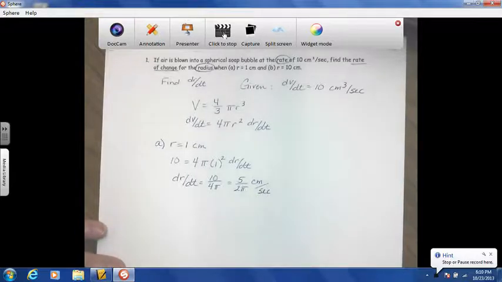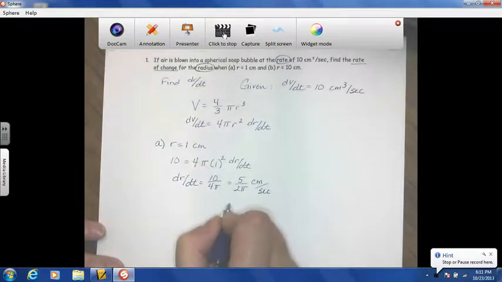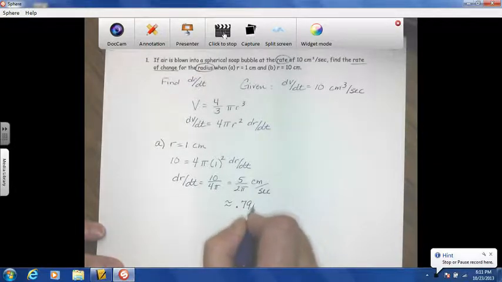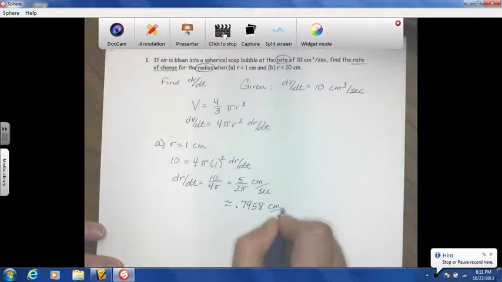Now, an easy way to remember what the units should be, the differential of the radius is a linear unit, that's centimeters, and the differential of time is a time unit of seconds. So dr/dt should be in the same units, centimeters per second. If you wanted to convert this into a decimal, you could also do that. This is going to be approximately 0.7958 centimeters per second. Make sure if you do convert to decimals that you are accurate to 3 places.